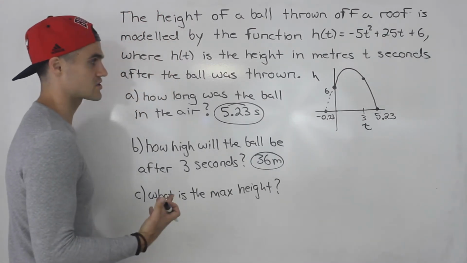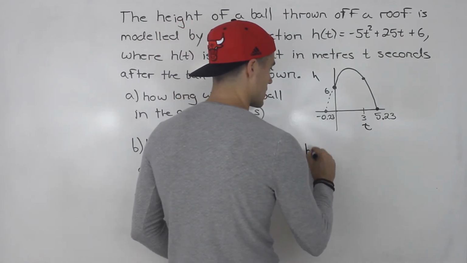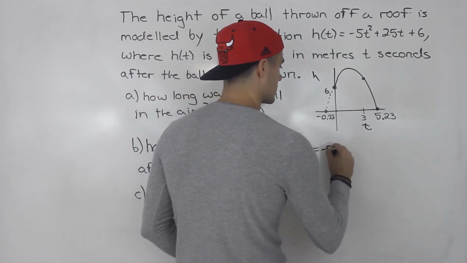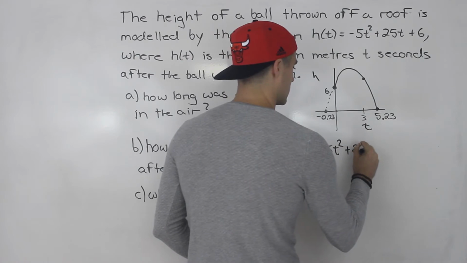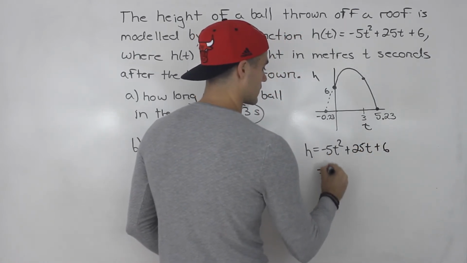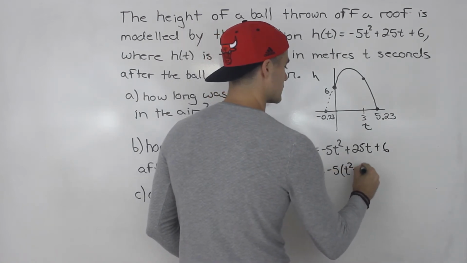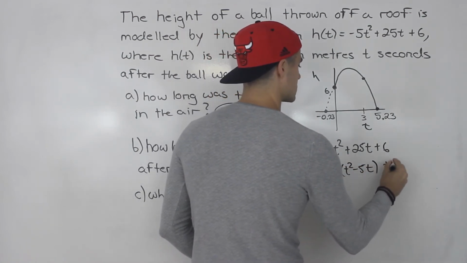We can also complete the square. That's actually what I'm going to do. So I'm going to take the function and complete the square on it. I could factor out a negative 5 from the first two terms. So I have t² - 5t. This will be plus 6.